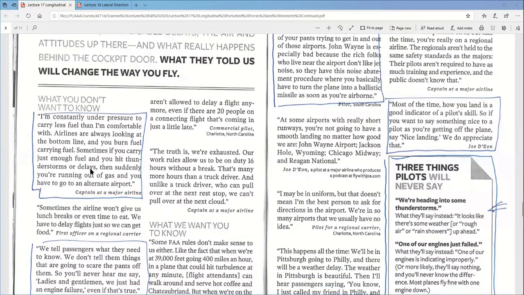This one's interesting. I'm constantly under pressure to carry less fuel than I'm comfortable with, because the more fuel, the more weight, and the less efficient you fly. Sometimes you carry just enough fuel and you hit thunderstorms or delays, and then you're running out of gas and you have to go to an alternate airport. And that highlights the thing that I always say about airplanes versus cars: if something goes wrong with your car or you run out of gas, you pull over to the side of the road, right? But in an airplane, you can't. You have to find a place to land.